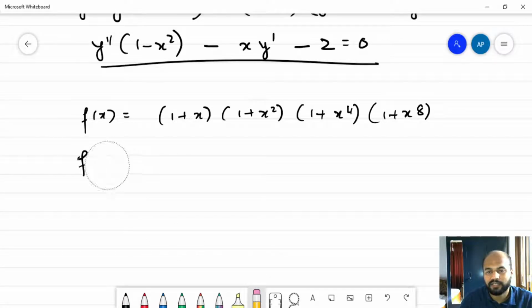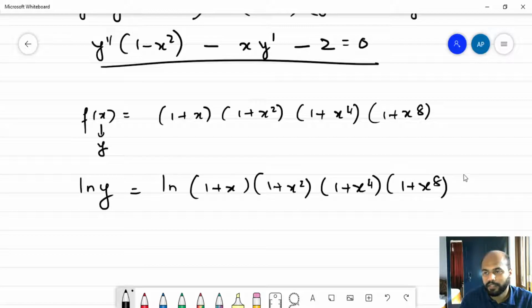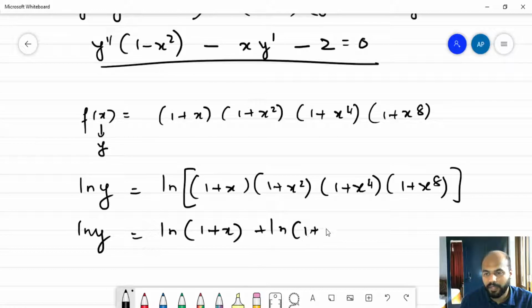Before we find f'(x), let's take log on both the sides as specified earlier. So this I'm going to consider as y now, and if I take log, it will be ln y. This would be ln of (1 + x)(1 + x^2)(1 + x^4)(1 + x^8). Now we will use the properties of log: ln(1 + x) + ln(1 + x^2) + ln(1 + x^4) + ln(1 + x^8).